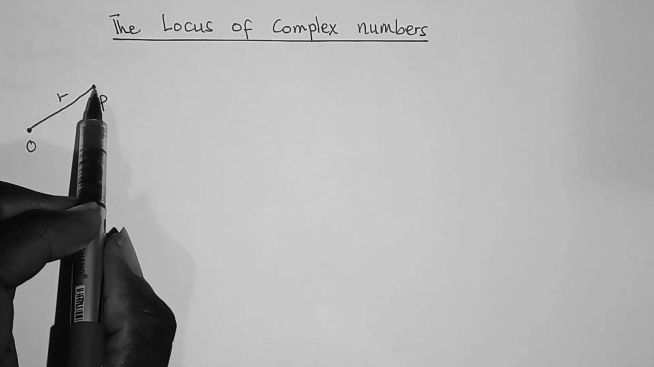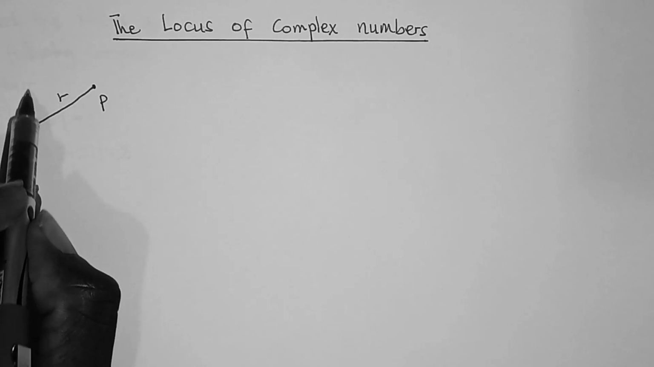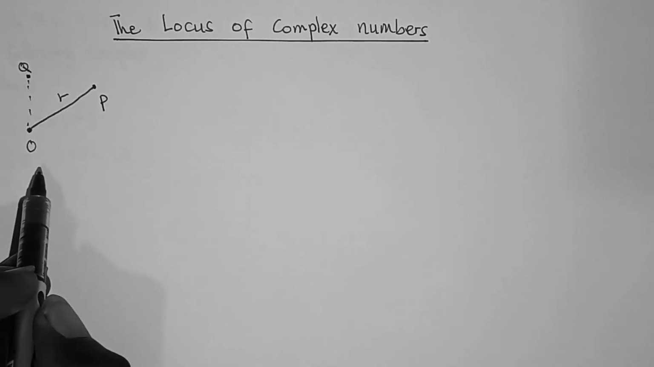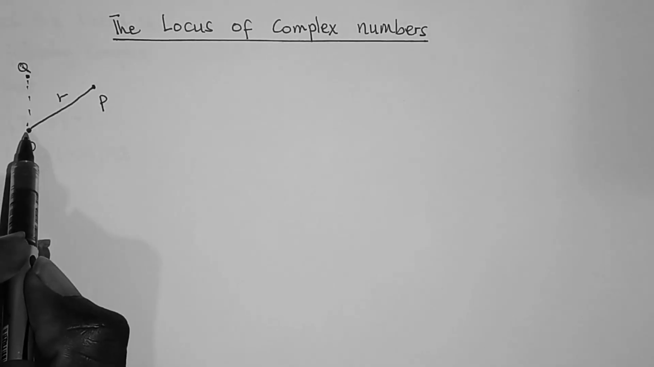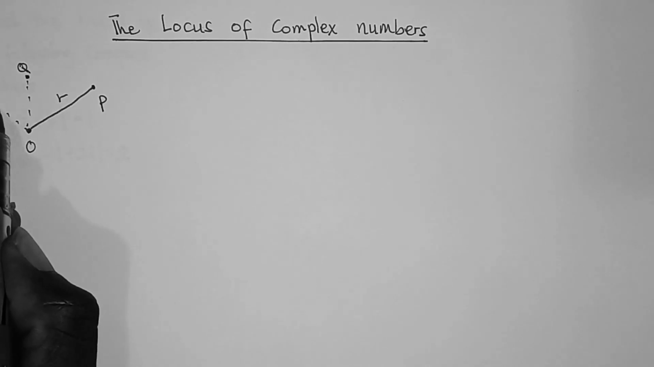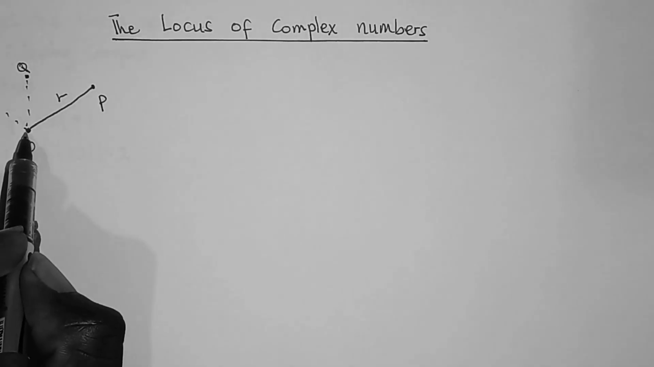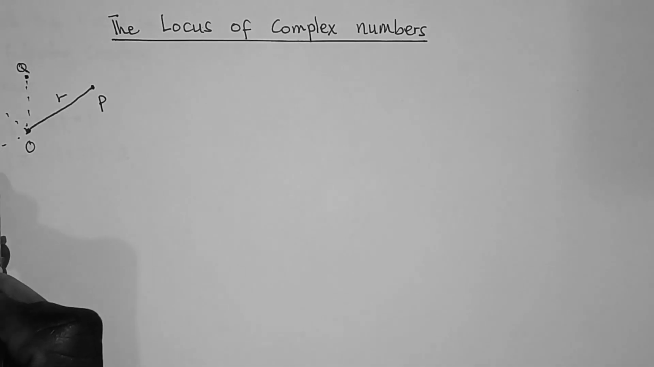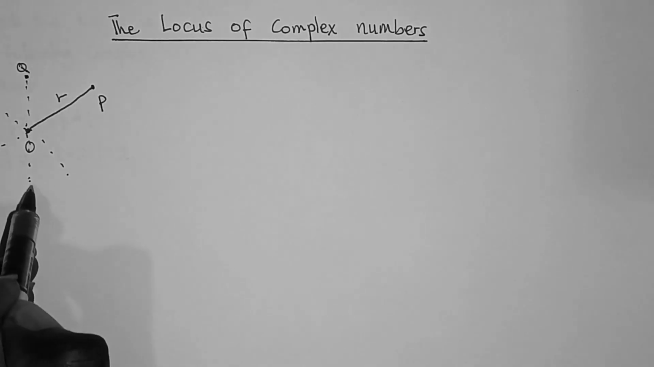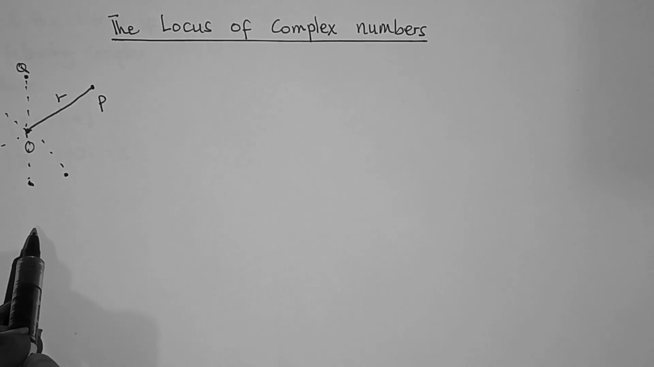If we maintain the distance R, and then we change the position of P, and let's say we bring P here, and let's say that point is Q, then we maintain that same radius, and then we change the position of P to, let's say, here. If we keep changing the position of P, at the end of the day, you see that P is going to form a complete circle, and therefore the locus of a single point is a complete circle.